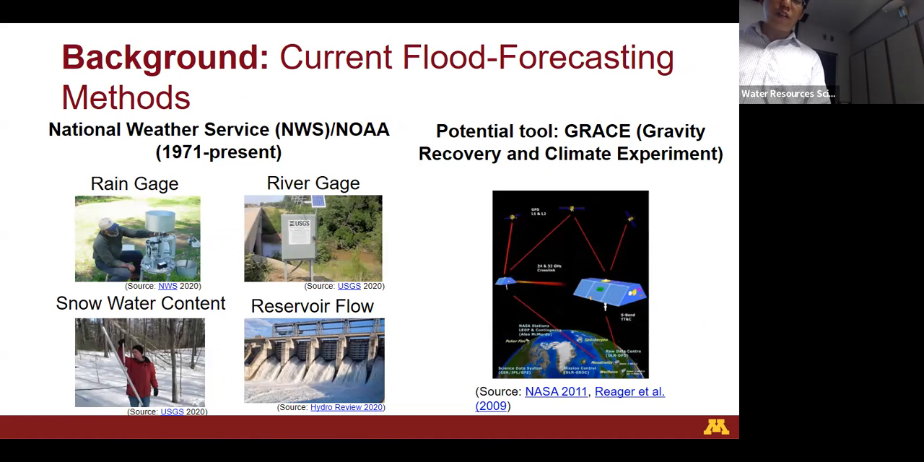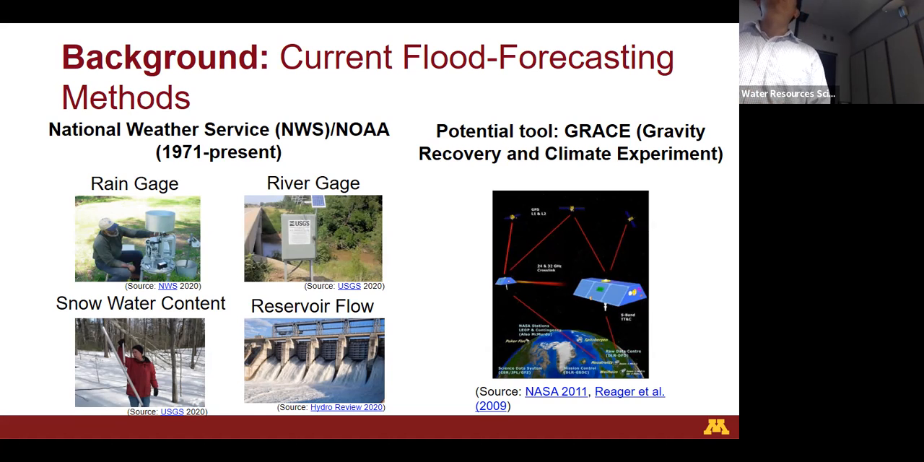Currently, water storage has not been used for predicting flooding in the United States. Since 1971, floods have been forecasted based on collected data from stream flow and stage, rain gauge-based precipitation, snow water equivalent, and reservoir flows.